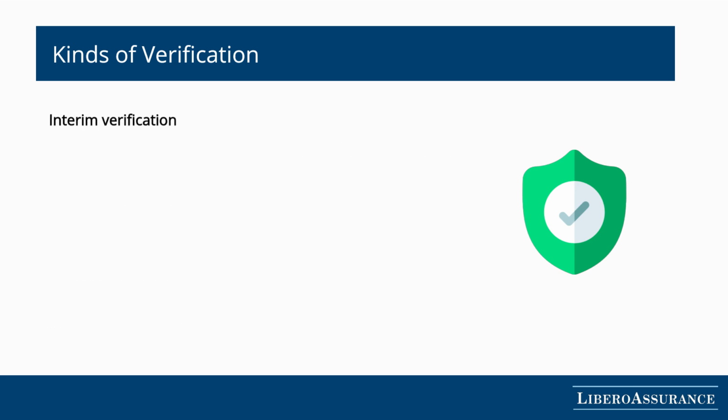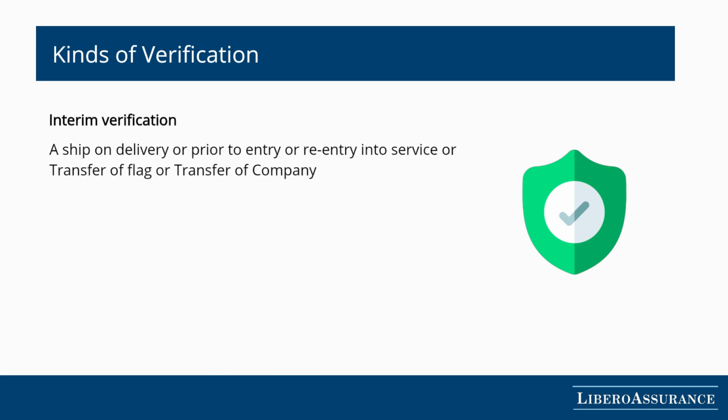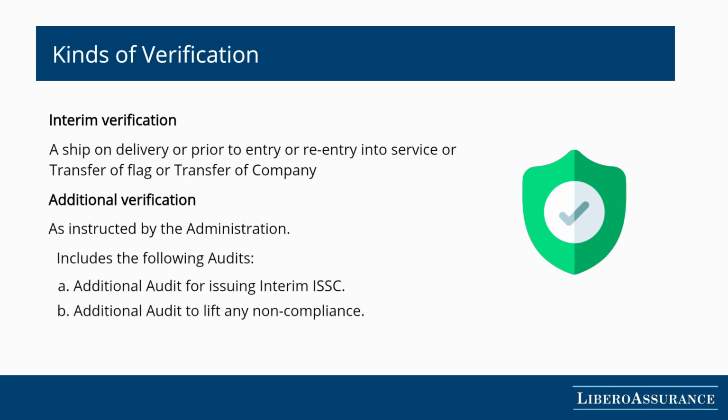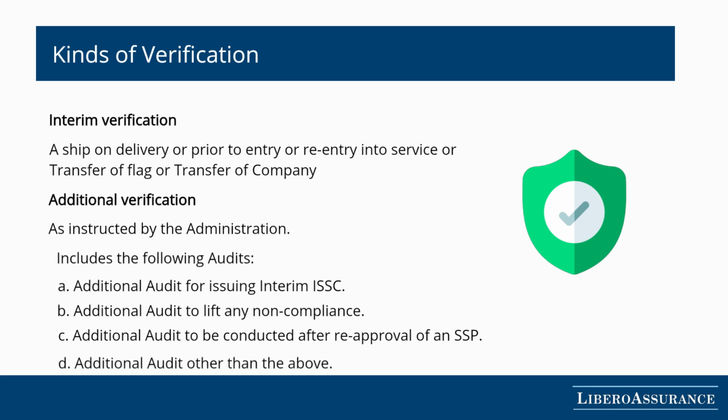Interim verification. Required when a ship is newly delivered, before entering or re-entering service, or following a change of flag or change of company. Additional verification. Performed upon instruction by the administration. This includes issuance of an interim ISSC, lifting of non-compliance, reapproval of the ship security plan, or any other reason deemed necessary by the administration.